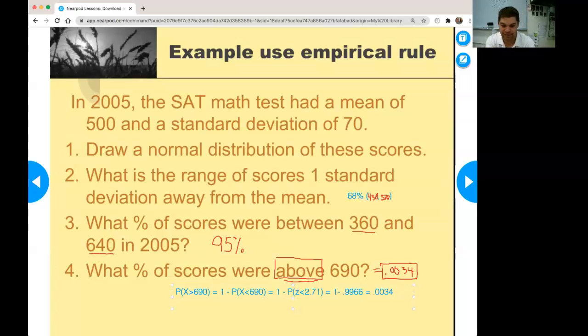Or watch this. Here's where the calculator saves us. This is awesome. Normal CDF. Okay, what percent of scores are above 690? So 690 and above. 690 is the lower bound, and I need a number bigger than 690, so I'm going to use like 1,000. You could use any number that's much bigger than 690. I wouldn't use like 700 or 800 because those values are pretty close. Use a big number. The mean is 500. Standard deviation is 70. You should get 0.0034.